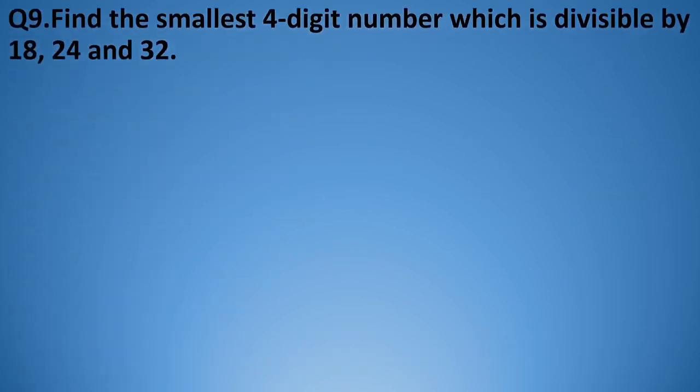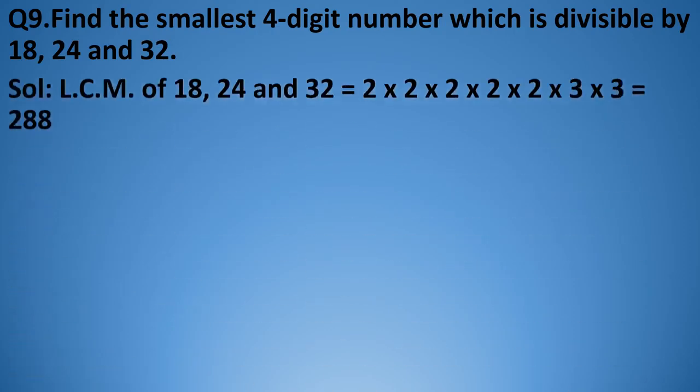Now see the last question, number 9. Find the smallest 4-digit number which is divisible by 18, 24 and 32. Smallest number we have to find out. Okay, find out the LCM of 18, 24 and 32. You will get 288. I will show you the LCM also. Now you have to find out the multiples of 288.